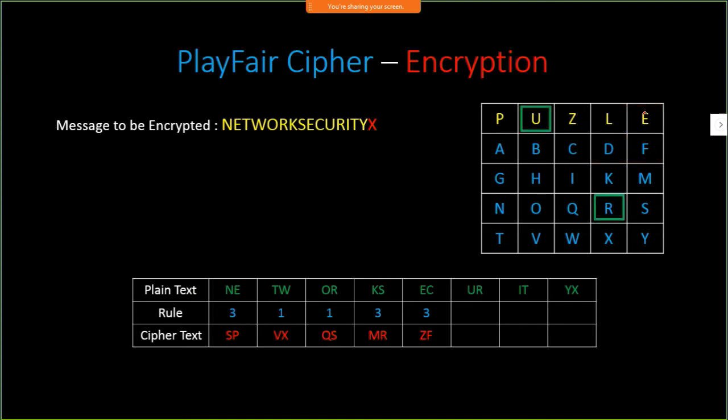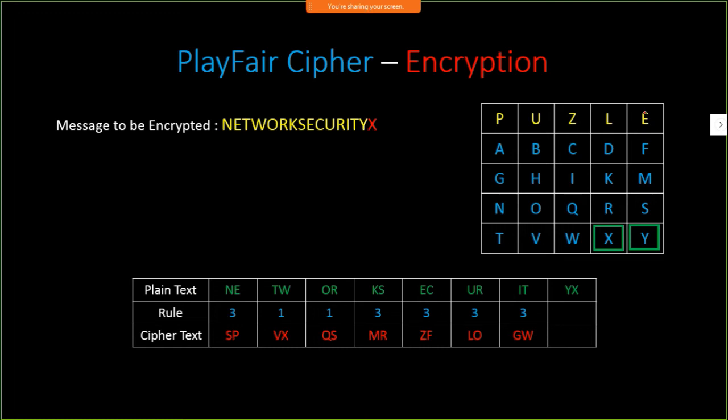After that, UR is the message. So UR in the row, and create an imaginary rectangle. U is replaced by L and R is replaced by O. So that is LO. And similarly, IT. So imaginary rectangle, I is replaced by G and T is replaced by W. So it is GW. And the last one, that is XY.